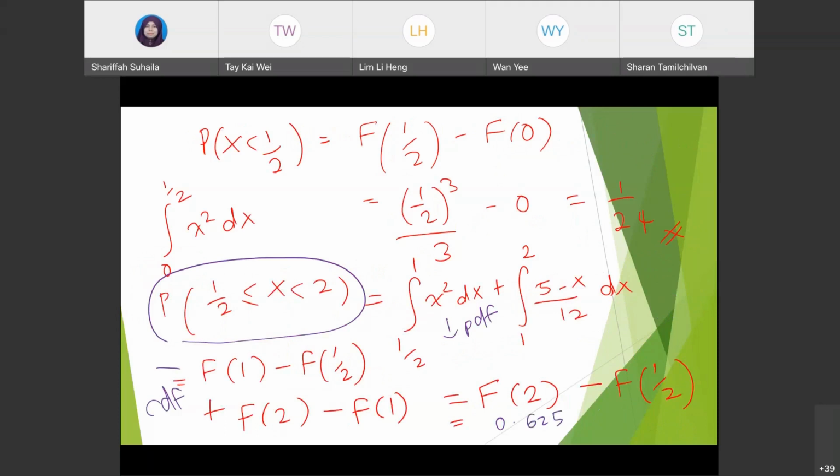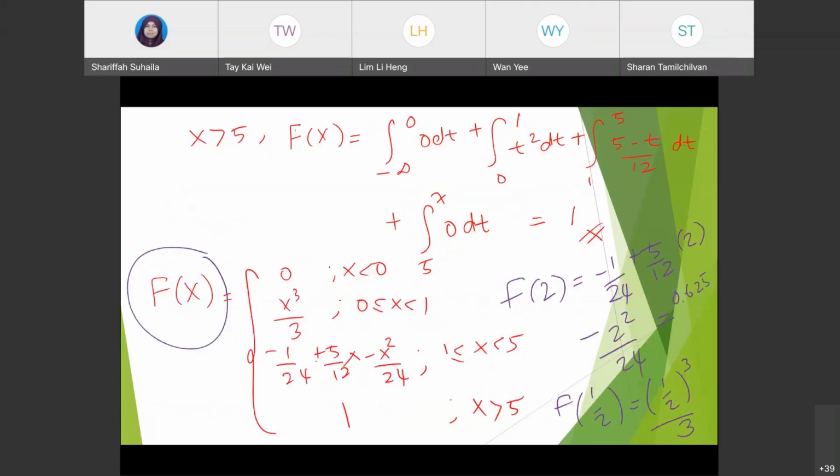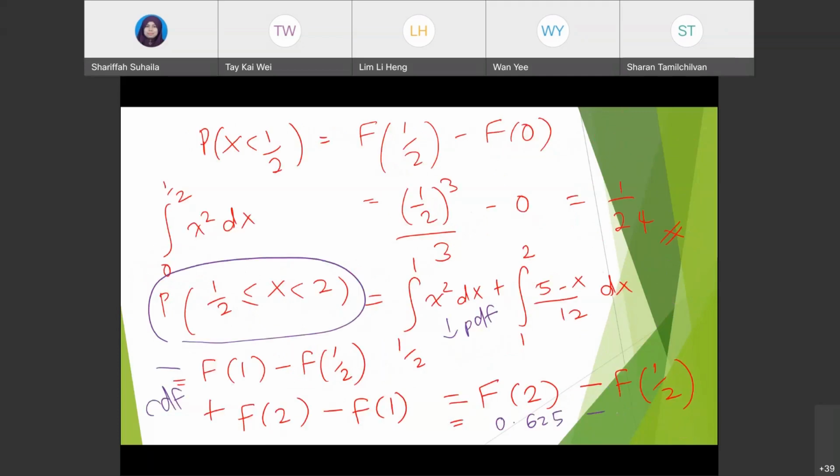F half tadi berapa tadi? Kita buat 1/24 kan? Okay. 1/24 kalau kamu nak tukar berapa pecahan? 0.0417 lah. Okay, so you get the answer. Baik kan? Again lah, dia punya biasanya yang careless mistake tu bila kamu nak gantikan value ni.